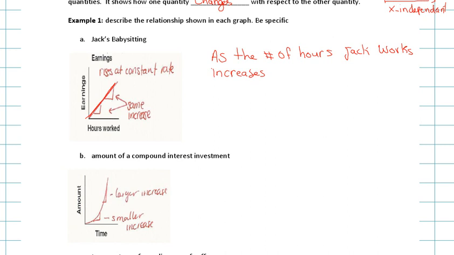His earning increases by a constant amount, and that's very important, and that's why it's a line. It's a straight line, because it's increasing by a constant amount.